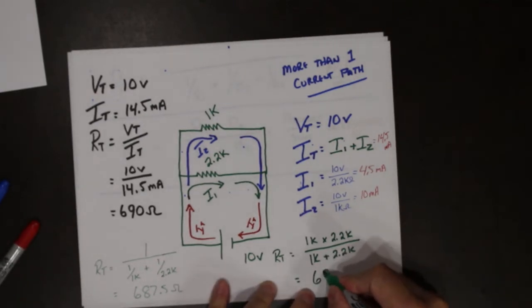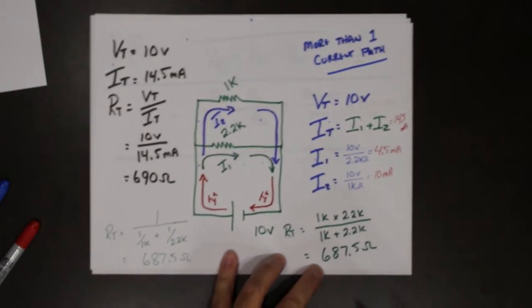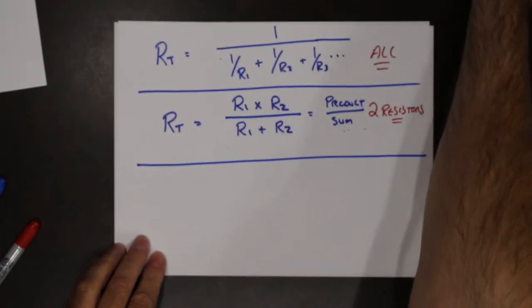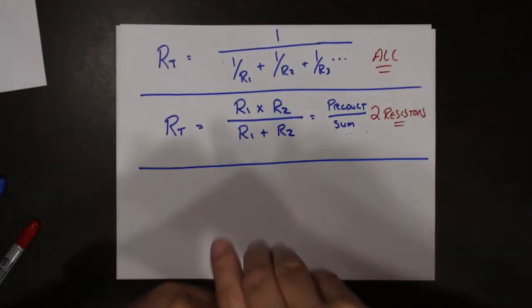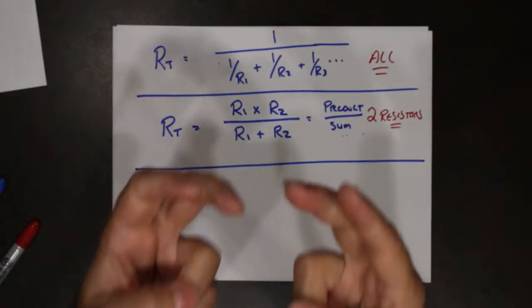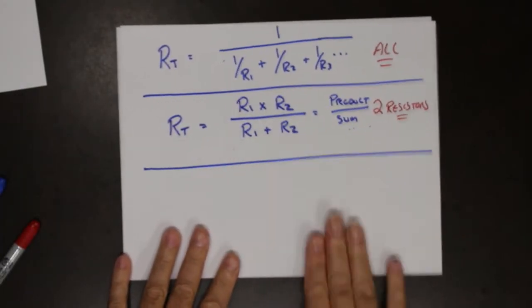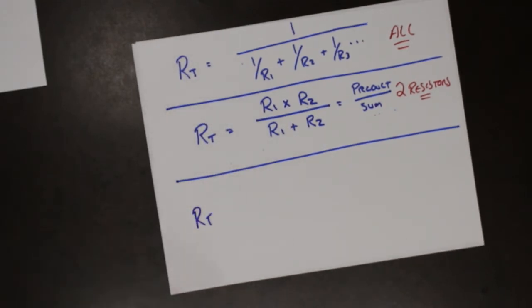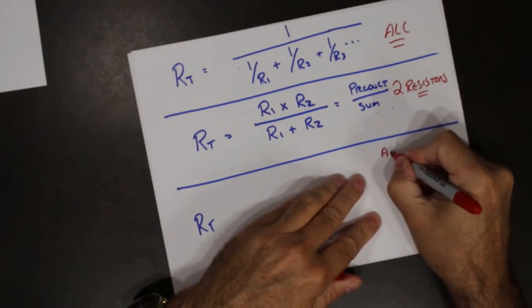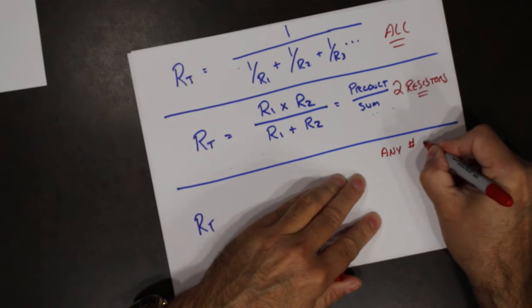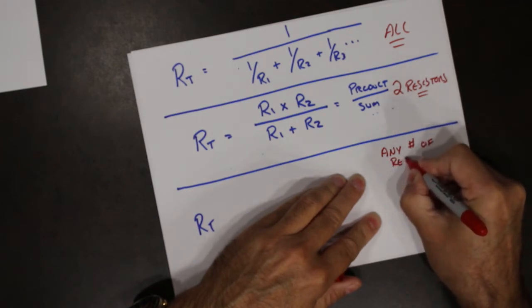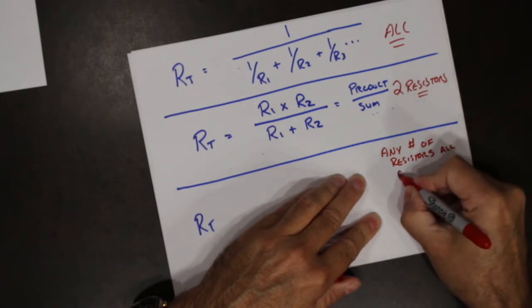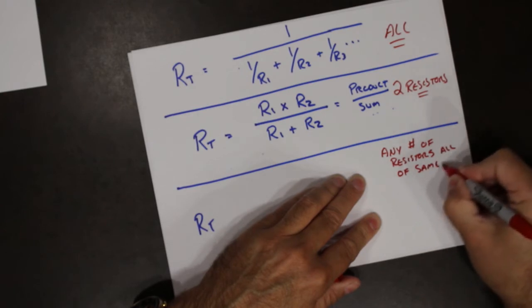So 687.5 ohms. Exactly the same. So this formula can be used in all cases. This one can be used if you have two resistors, so two resistors in parallel. And then we have the last one, our total. This one is used if you have any number of resistors, all of the same value.